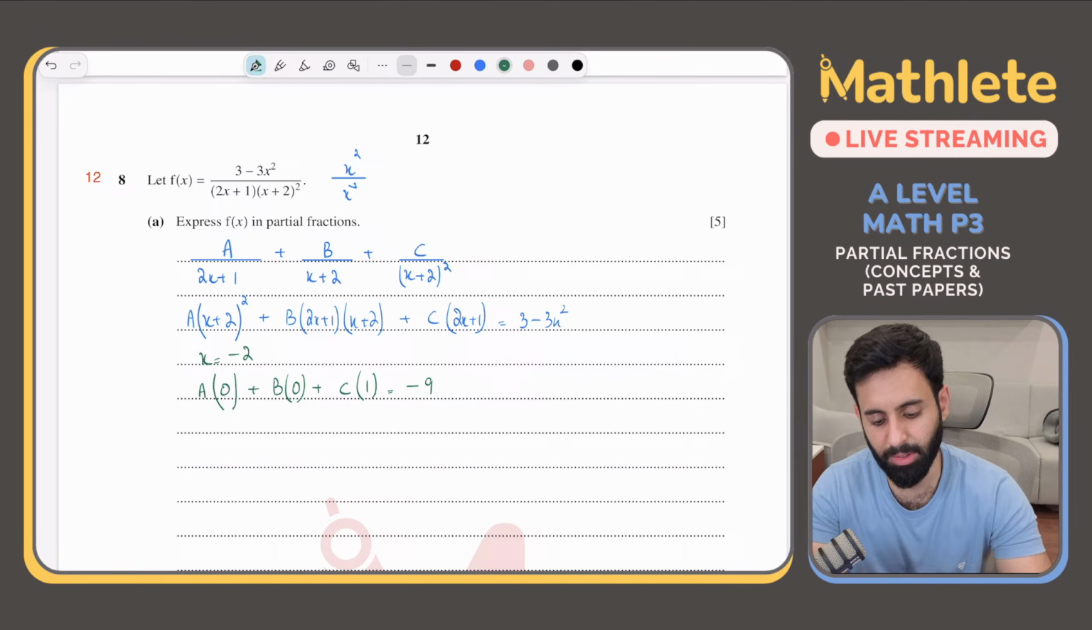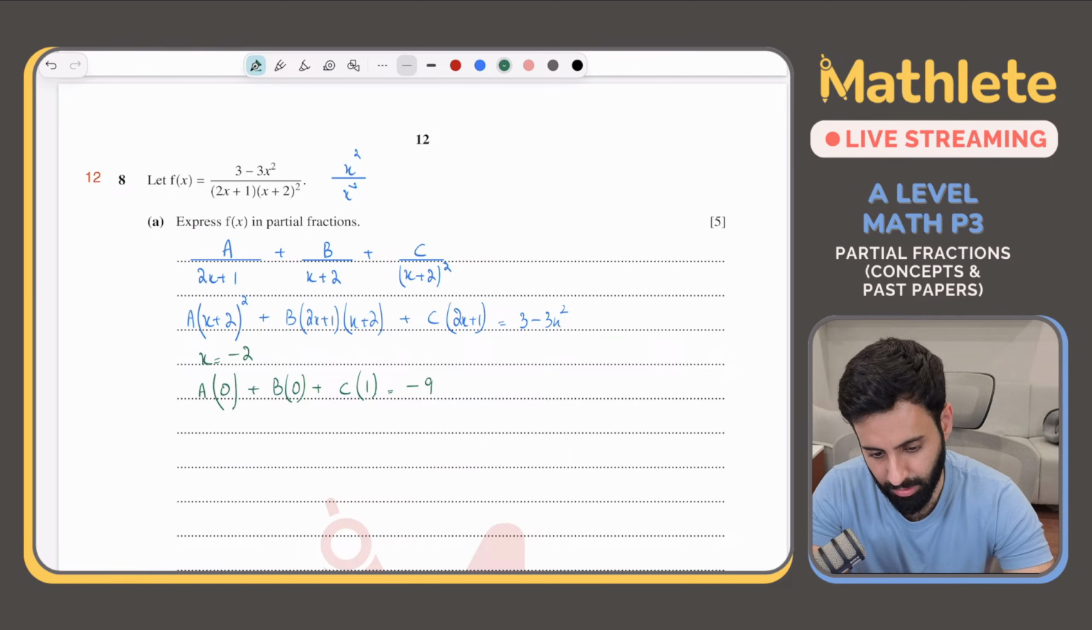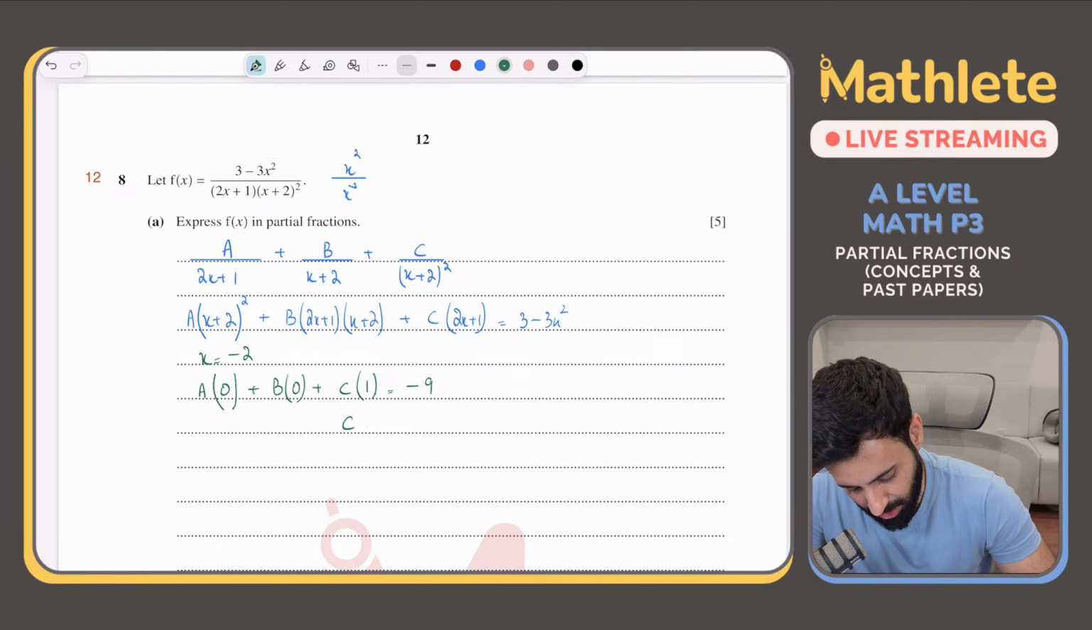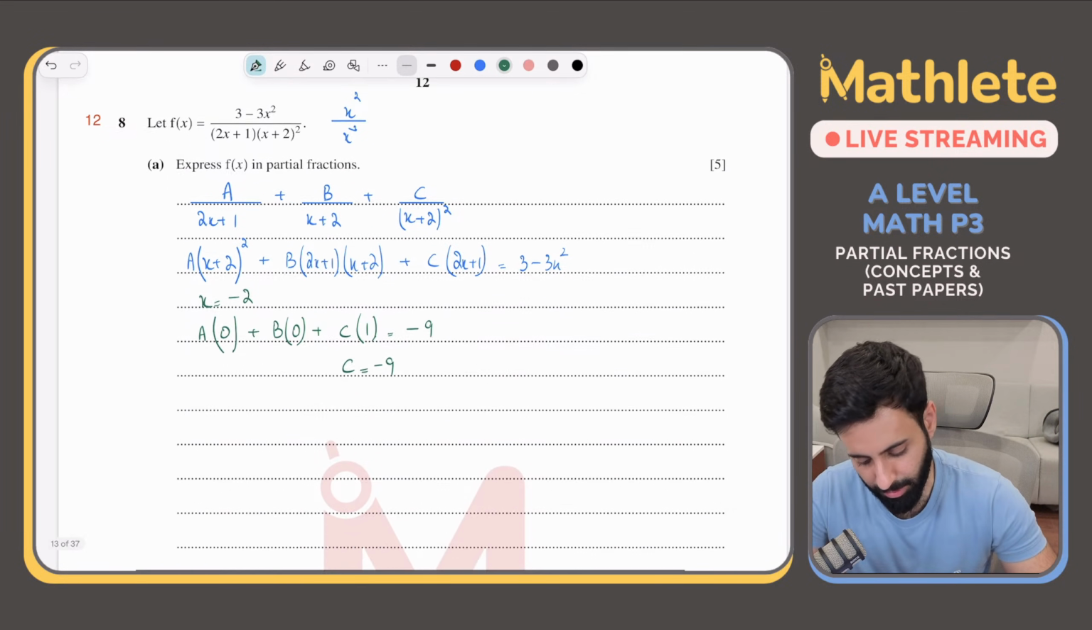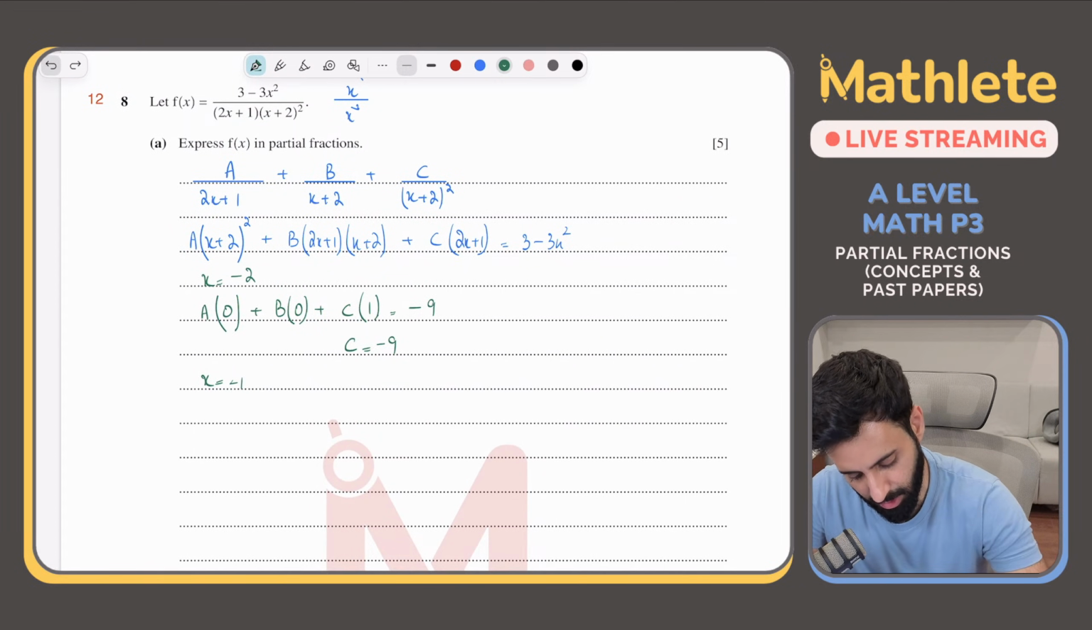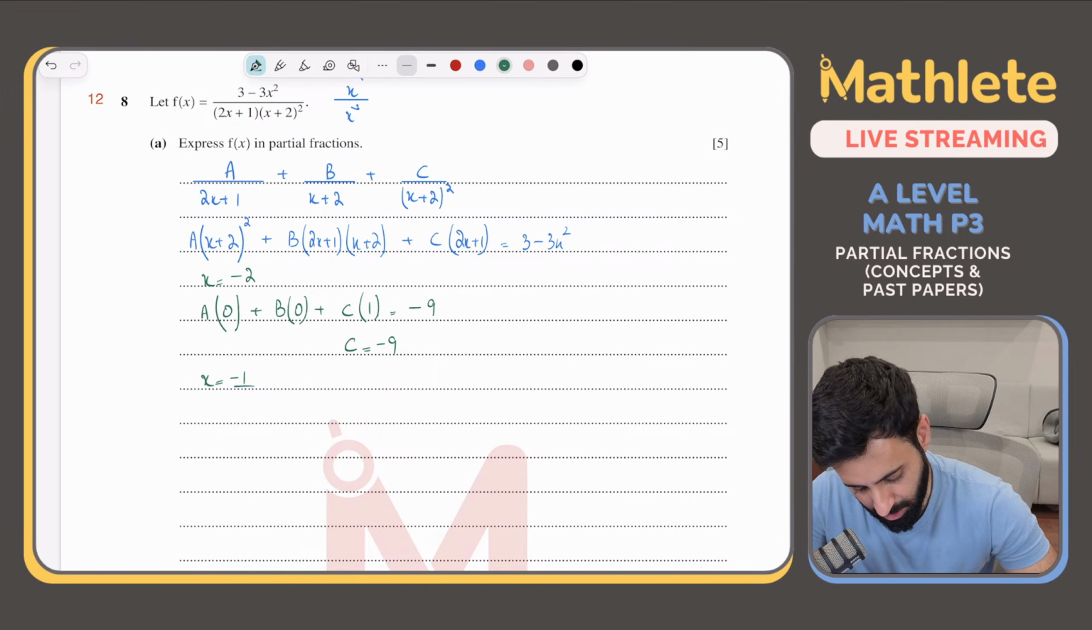Okay, so just to be on the safe side, I better use a calculator. 3 minus 3 into minus 2, the whole thing square. So that's minus 9. That means c is equal to minus 9. Straight away, we have the value of c. Then let's plug in x equals to minus half.